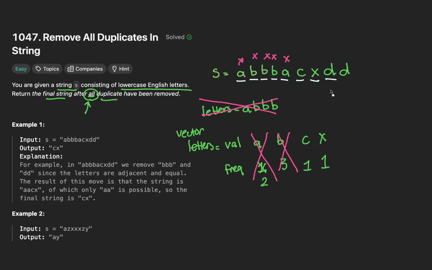Next up, we have a d. We ask the question, do we pop the x? No, because it's only occurred 1 time. As for the d itself, we compare it with the previous character. They do not equal each other. Let's add it to our vector of letters.